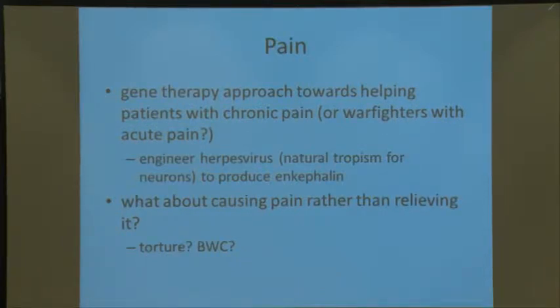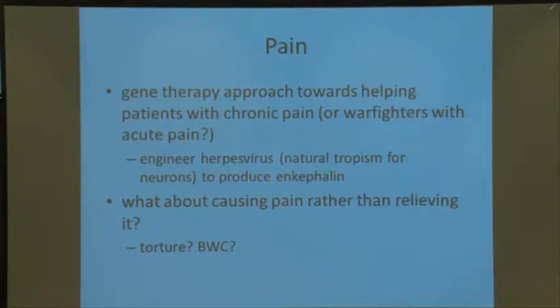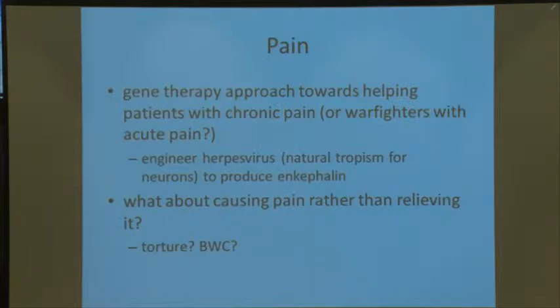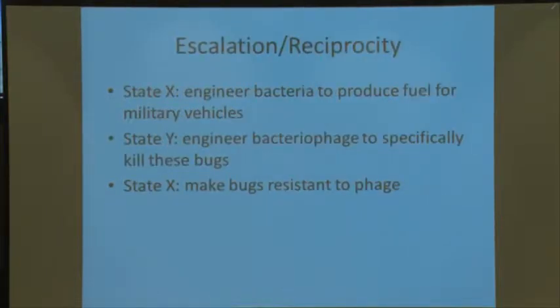What if we turned that around? What if instead of producing enkephalin, we started producing neurotransmitters that cause pain? Could this be used for torture? Is this legal under the Biological Weapons Convention? Right, so the same technology, dual use.